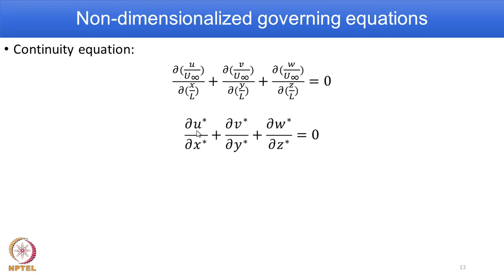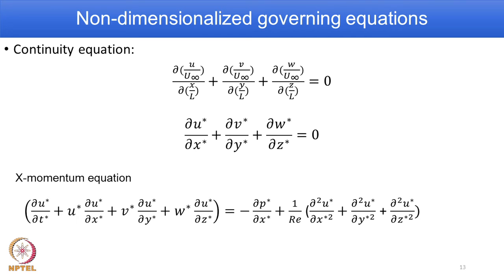You can immediately observe that none of the quantities have units. Take the first term, for example: u* is already non-dimensionalized, there is no unit, and x* is non-dimensionalized, there is no unit. Similarly for the other two terms. So no term has any unit, and this entire equation has no unit.